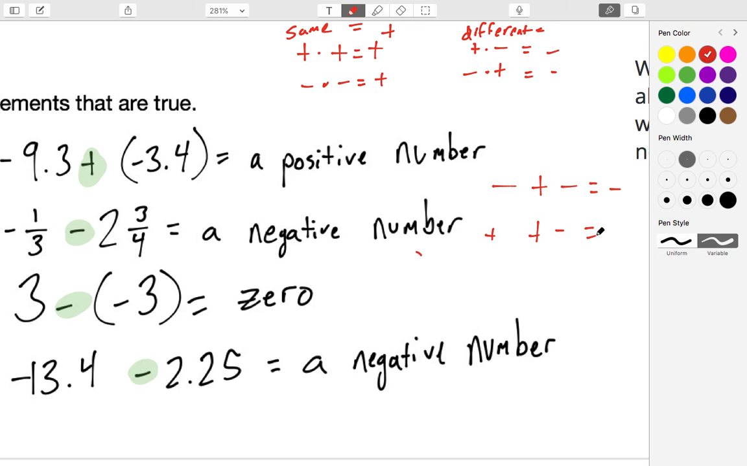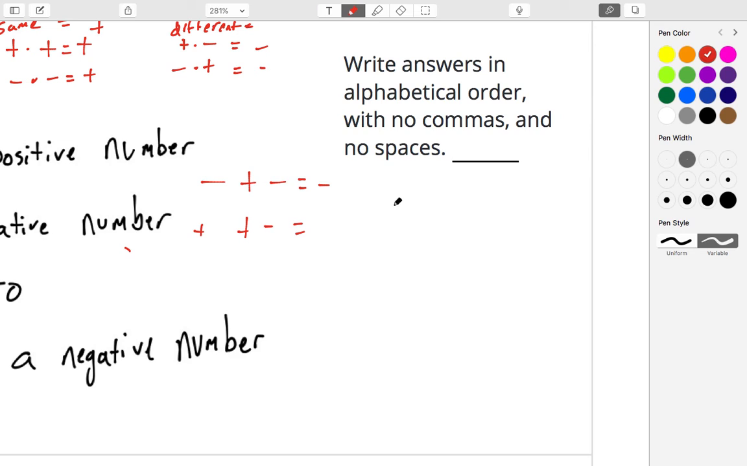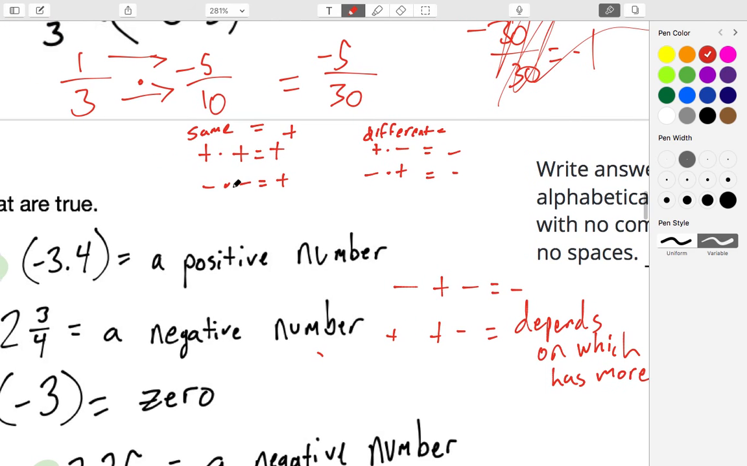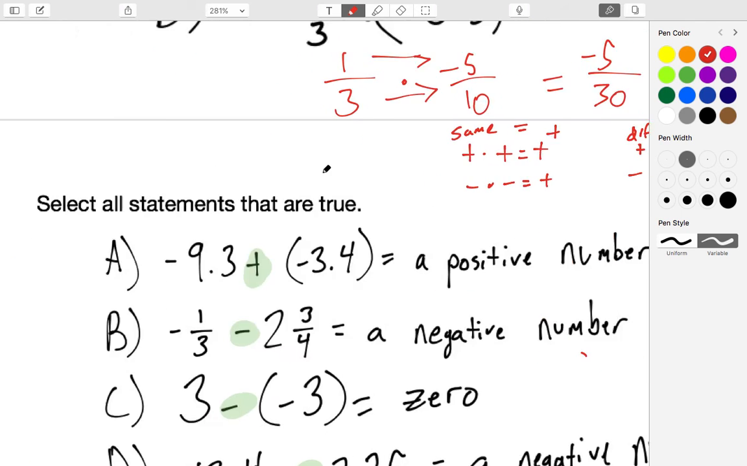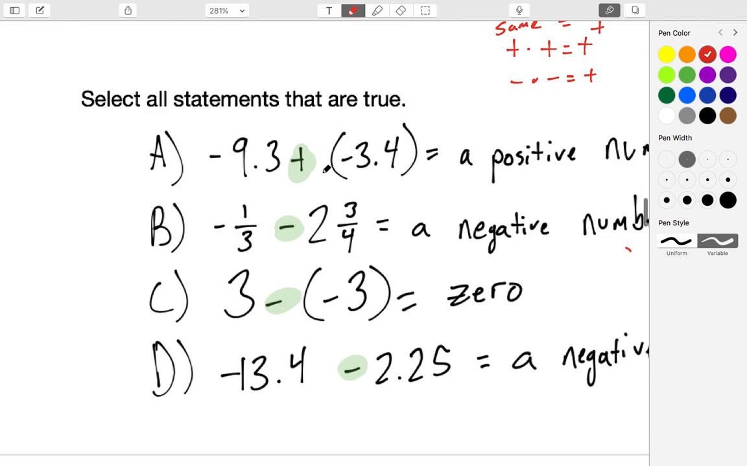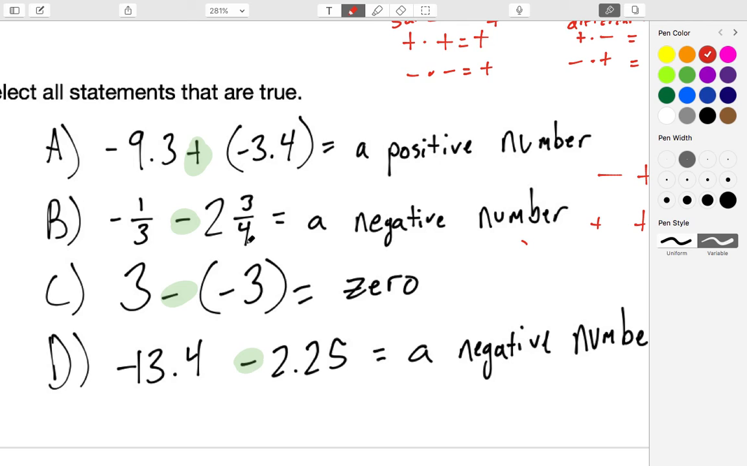Now, what if you're doing a positive plus a negative? Then that can equal positive or negative. It depends on which has more. So we need to, listen up, look up here, we need to make sure we are picking the right concepts, because if you go with multiplication right away, then you're going to get this wrong. So if I have a negative plus a negative, is it going to be a positive number or a negative?